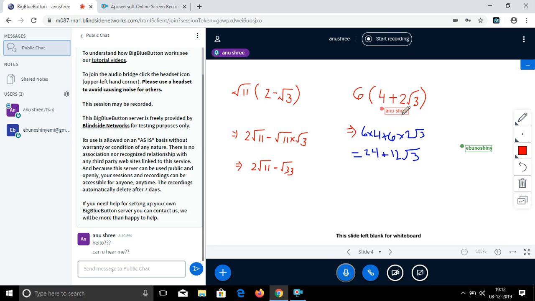Now when you have to multiply the brackets, where inside the brackets there are two terms, just like here inside one bracket there are two terms, and outside there is only one term. When inside both the brackets there are two terms, I think you know how to solve this, so I'm giving you one question. It's 2 plus root 5 multiplied by 3 plus root 3.